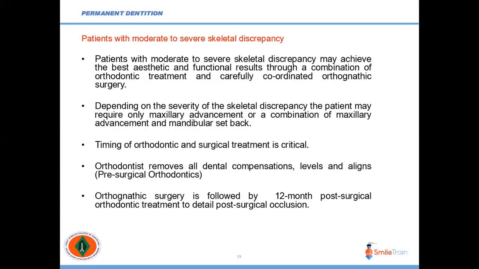Depending, if you're carrying out orthognathic surgery, it depends on how severe the patient's reverse overjet is. If there's a discrepancy between the upper and lower arch of more than 10 millimeters, you may have to both protract the maxilla and retract the mandible. However, if it's less than that, you can usually get away with just the mandibular advancement.